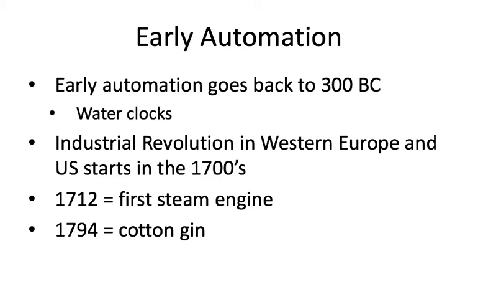In the more modern time for automation, that dates back to the 1700s in Western Europe and the US. During this period of time, they call it the Industrial Revolution. And during the Industrial Revolution, both Western Europe and the US started automating a lot more processes, a lot more tasks, a lot more things.